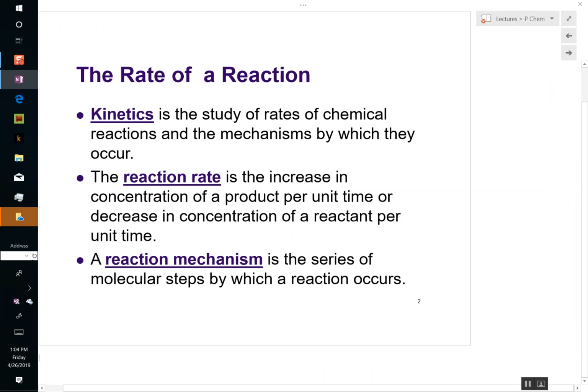All right, so kinetics. Study the rates of chemical reactions. The reaction rate is the increase in concentration of the product per unit time, or the decrease in concentration of reactant. And this is probably what we will talk about the most in terms of a reaction rate, because a whole lot of times we're going to be looking at, here is sodium azide, the reactant, and so what is the reaction rate? It would be looked at in terms of the disappearance of the reactant as a function of time. And then reaction mechanism, a series of molecular steps by which a reaction occurs.